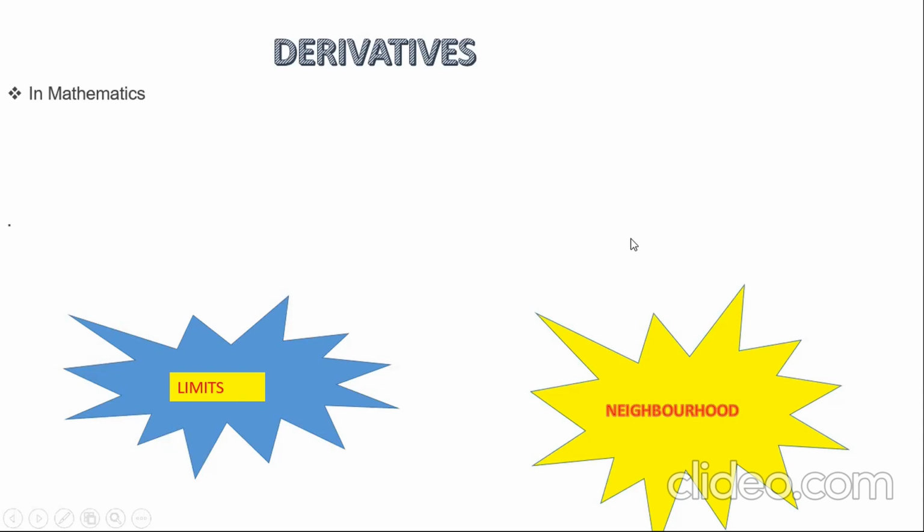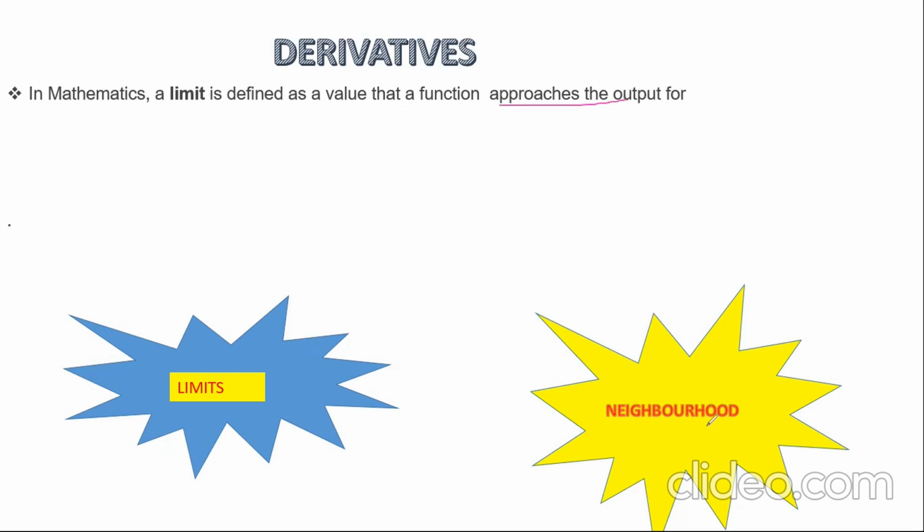Okay. Yes. Now in mathematics, you observe this limit can be defined as, because with respect to the function only we have to define, right? Limit. So this limit can be defined as a value that a function approaches for the given input. So you are giving some input. Say, let us take f of x is equal to x plus 3 as our function. Okay, I took this function.